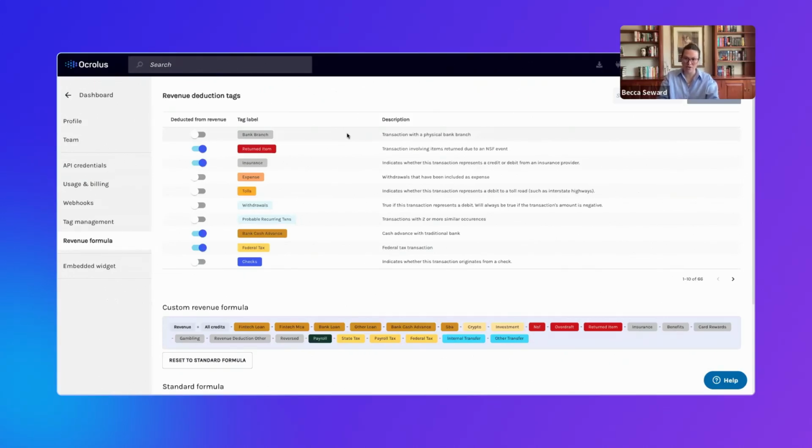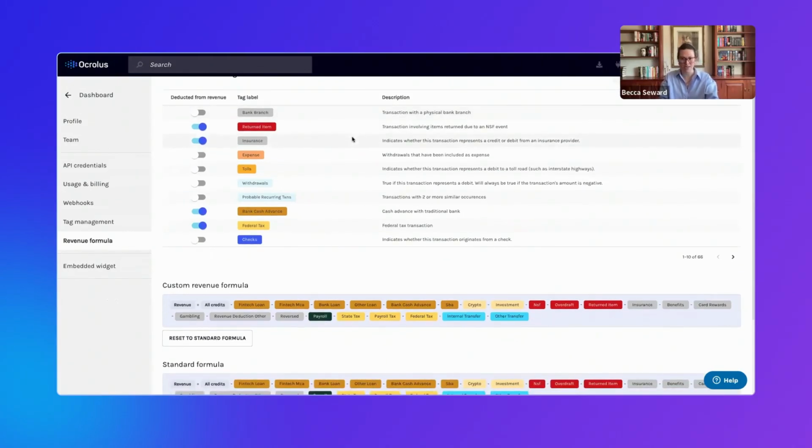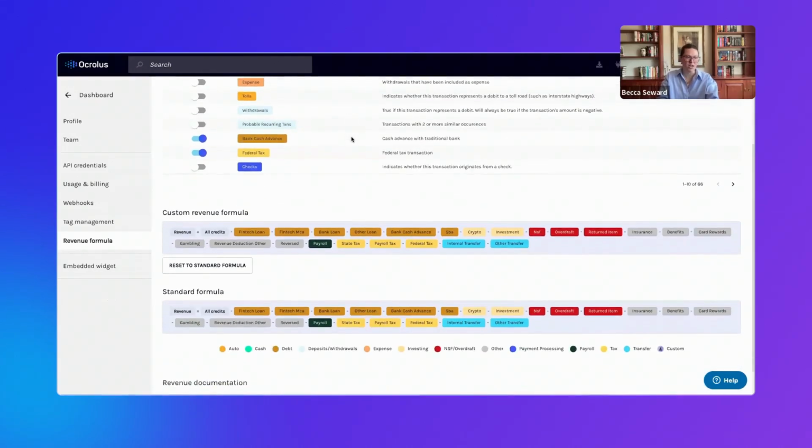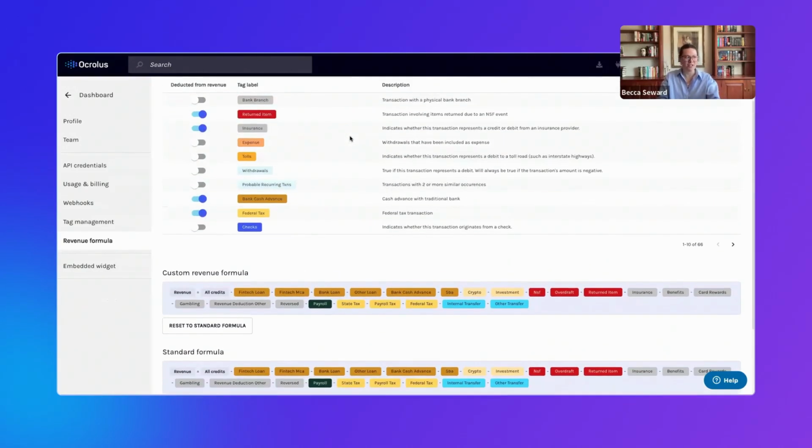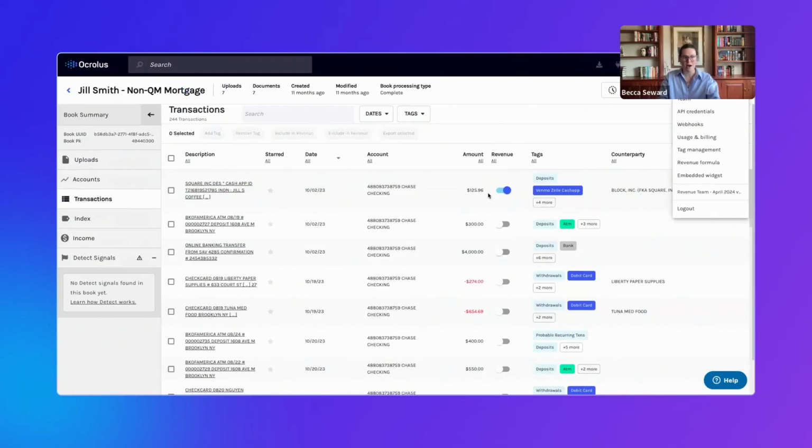So a lot of times lenders will leverage this to say, oh, I always want to exclude an internal transfer from revenue, or I may want to exclude, perhaps the Venmo and Cash App from revenue. And so every single time you log in, that will automatically be controlled in this revenue column here. But you can also control that manually or in bulk.